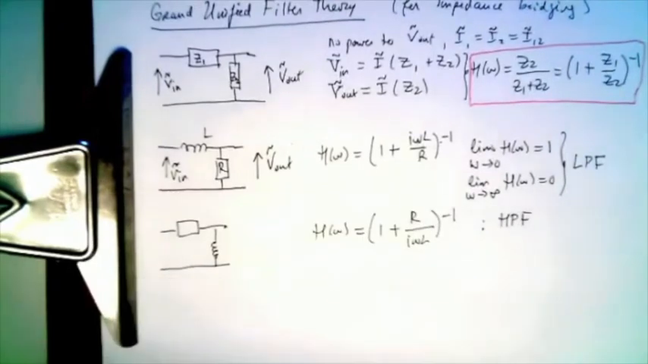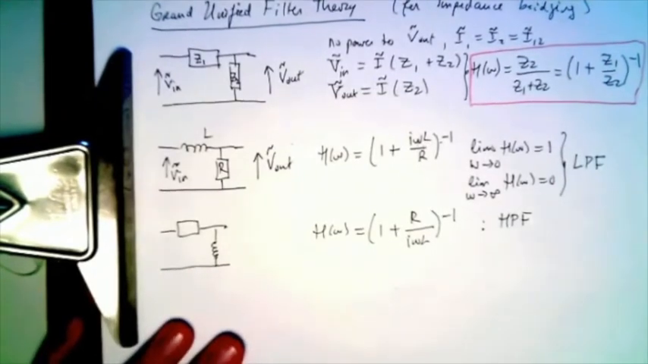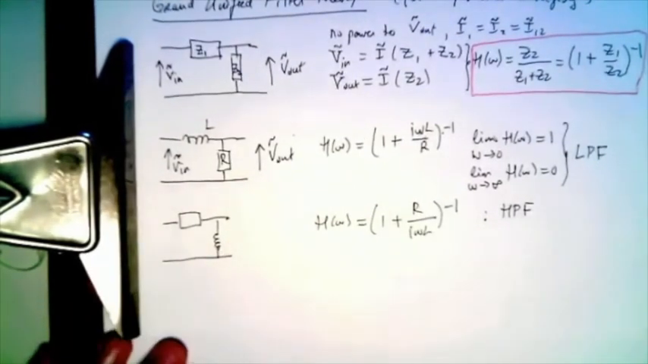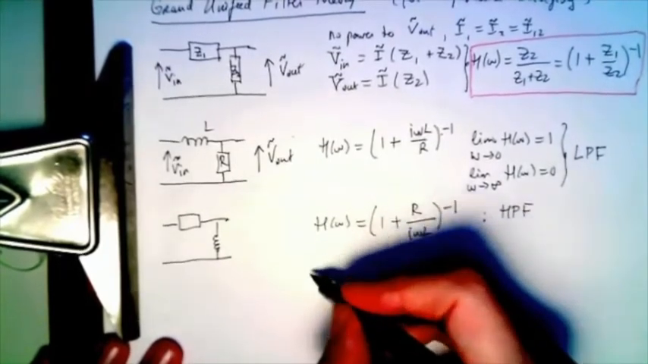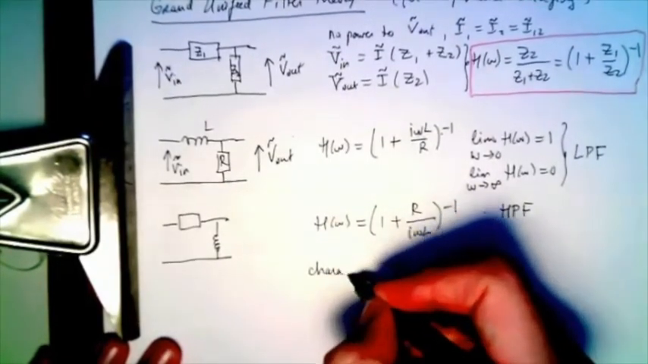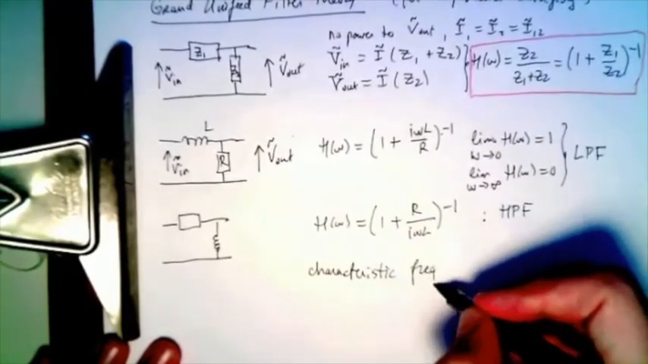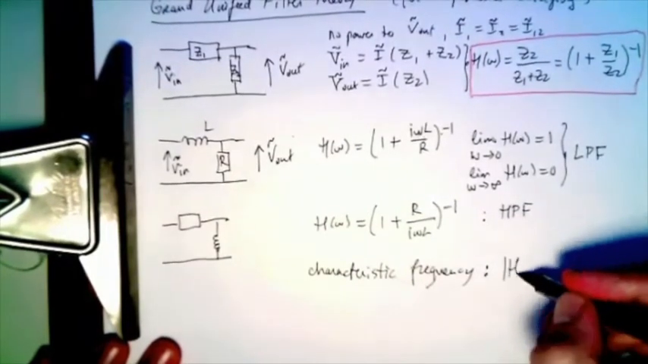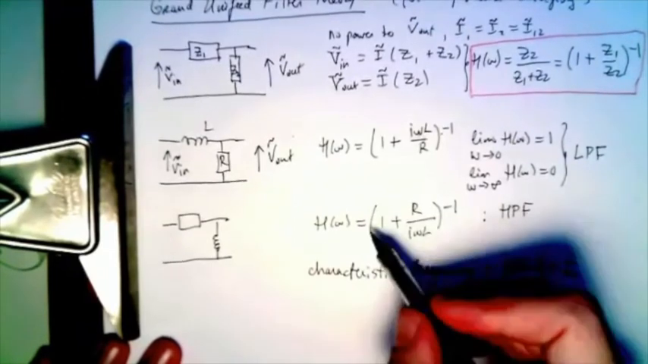So most of the time, if you want to build a filter and it doesn't work with a capacitor, you can usually just swap the components and swap the capacitor for an inductor. Okay, now the characteristic frequency for these kinds of circuits is still where this transfer function is 1 over root 2. Okay, well, let's do this one.